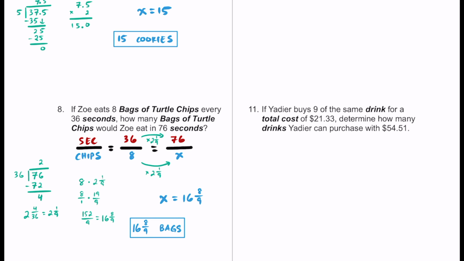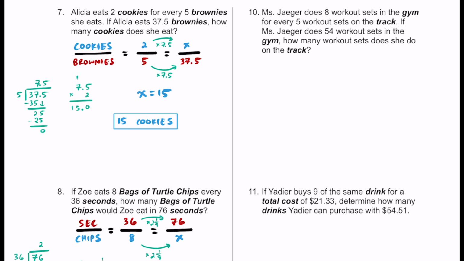Number 10, let's see what's going on for this one. Looks like Miss Jaeger is going to be doing 8 workout sets in the gym for every 5 workout sets that she's going to do on the track. So a little bit of strength in the gym, and maybe some speed on the track. If Miss Jaeger does 54 workout sets in the gym, the question is how many workout sets would she be doing on the track here?